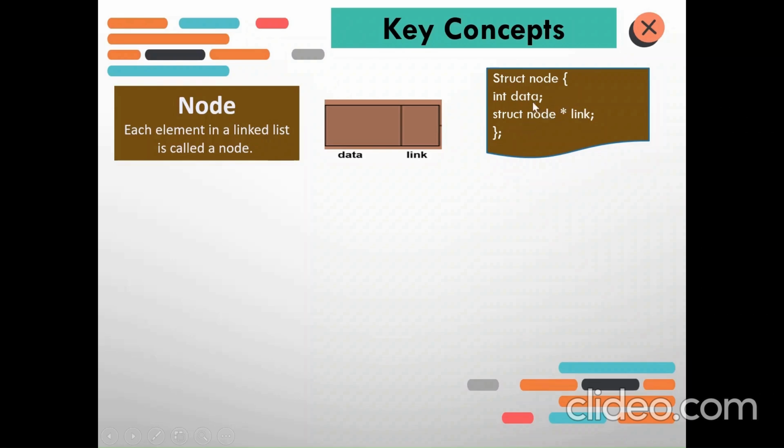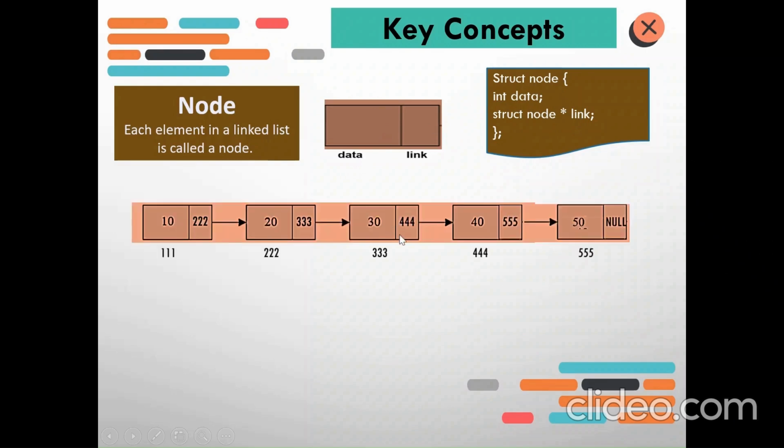So here also you have two members. One is the data part, as you can see here, and another is the link part that you can see here, right? So what is basically a linked list? We can move on to that.